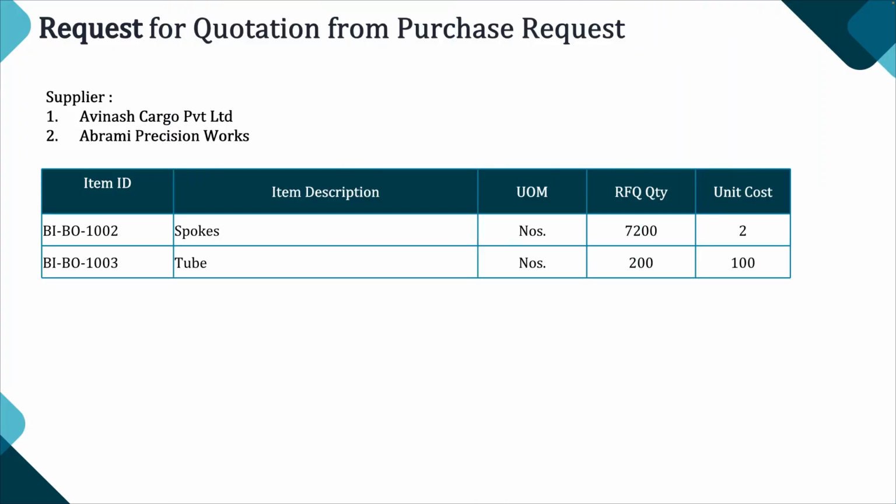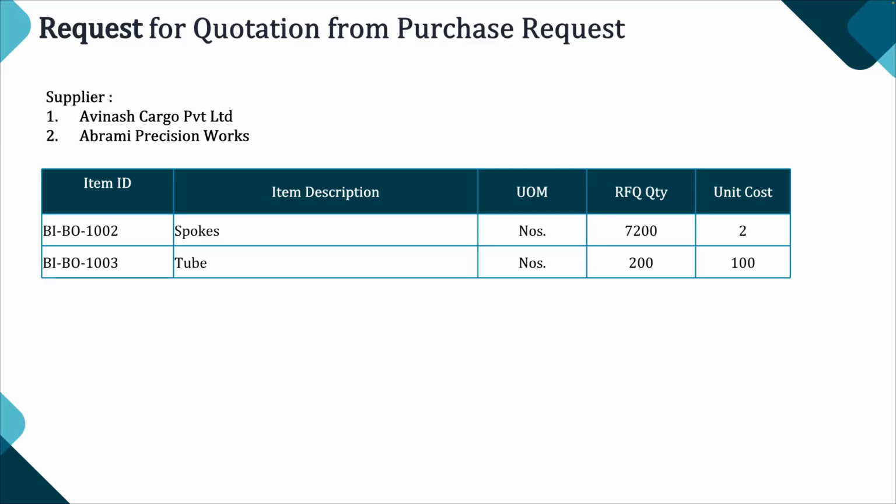So this is a request for quotation from our purchase request, which holds the details which you are given over there. Those two are the suppliers which are going to be added in our RFQ, and the item which you're going to give it against is a tube. So for this tube only, we will be giving 2 suppliers.